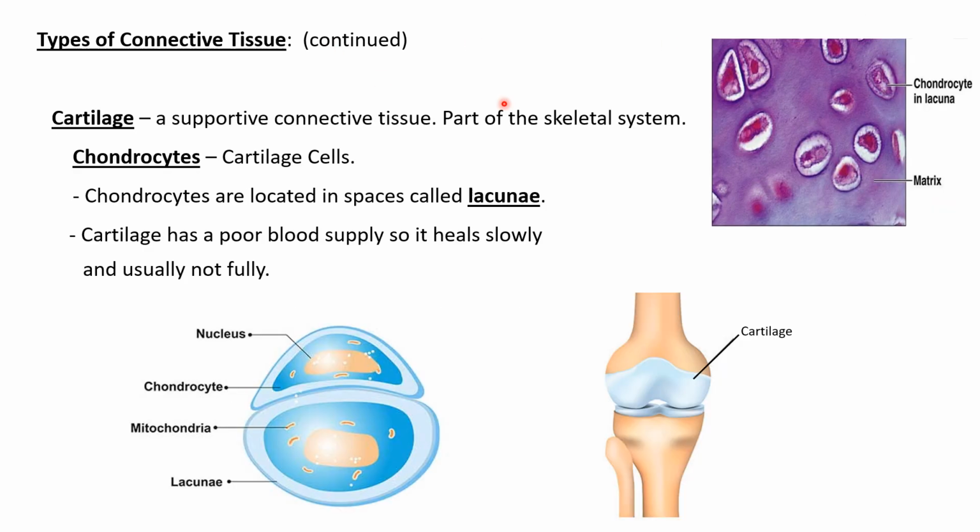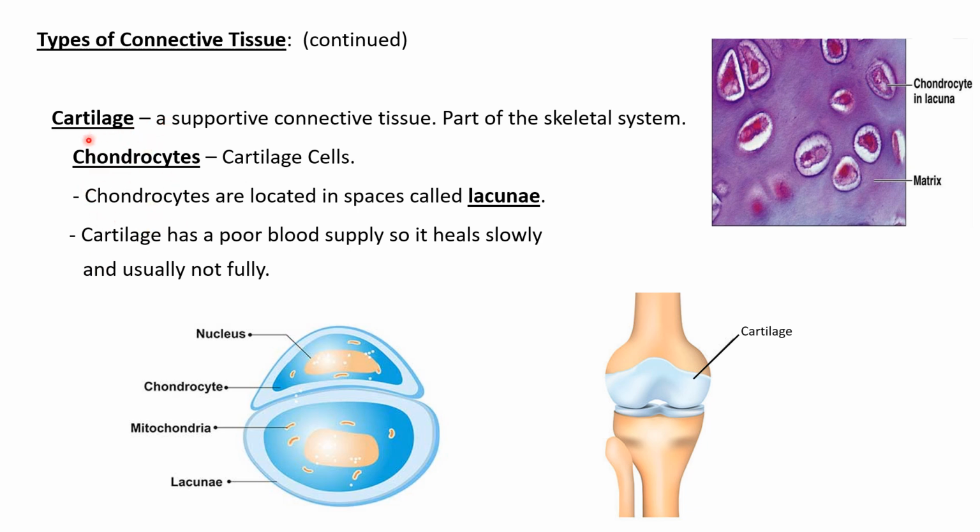So cartilage is our next type of connective tissue, and there's actually three kinds of cartilage. Cartilage is a supportive connective tissue, and it's part of the skeletal system. Chondrocytes are going to be cartilage cells. So I'm thinking, if you heard of chondrichthyes, they're cartilaginous fish, but you're probably not thinking of those. There's another, glucosamine chondroitin. A lot of people take that as a supplement for their cartilage. But chondrocytes, remember, cartilage cells.